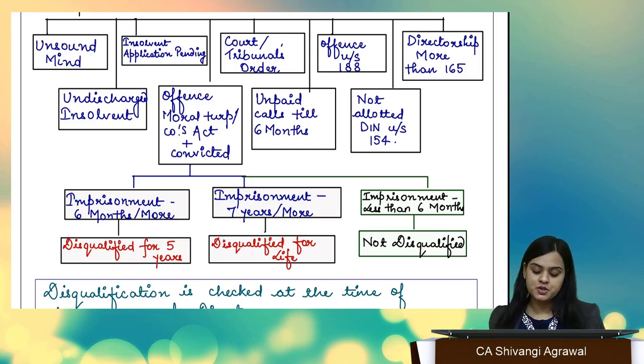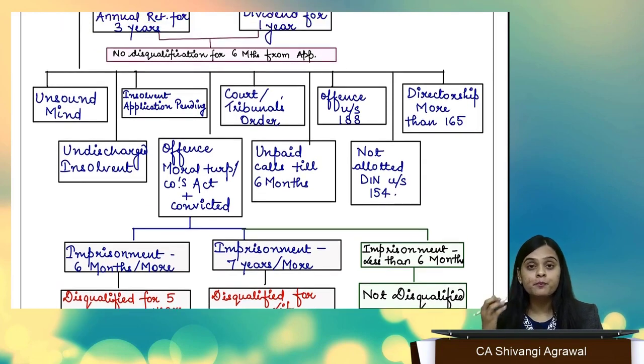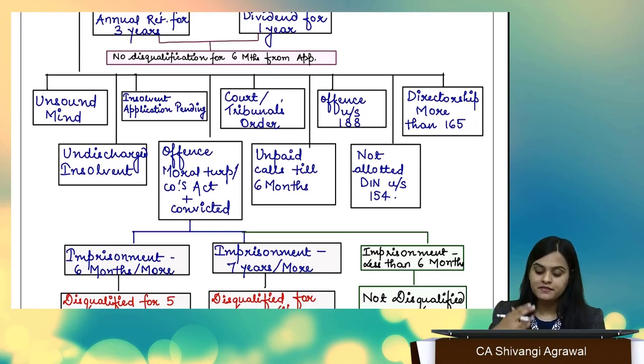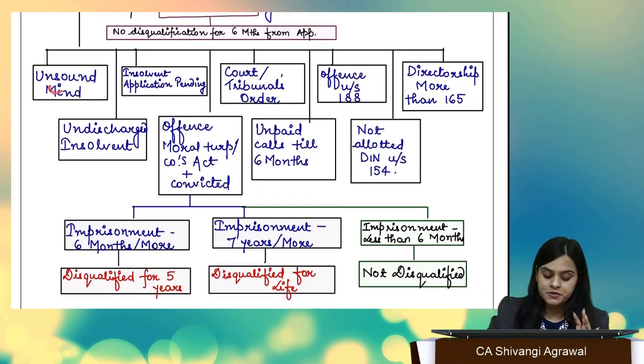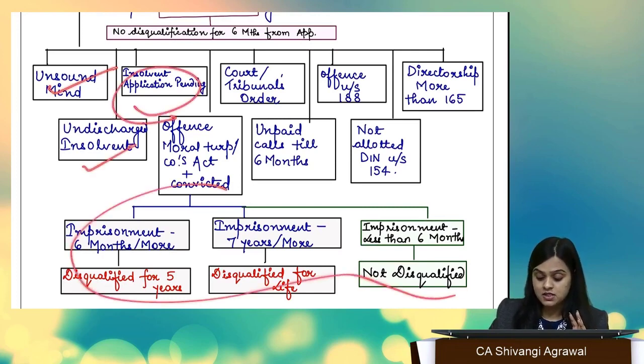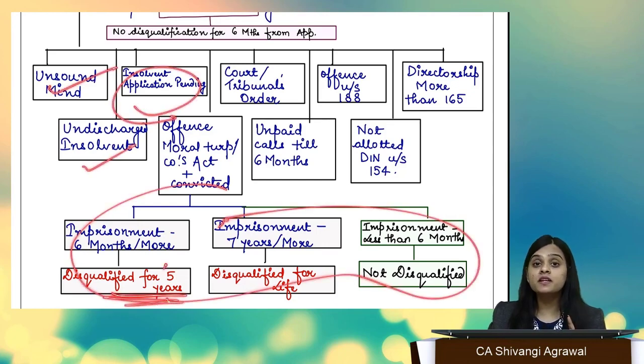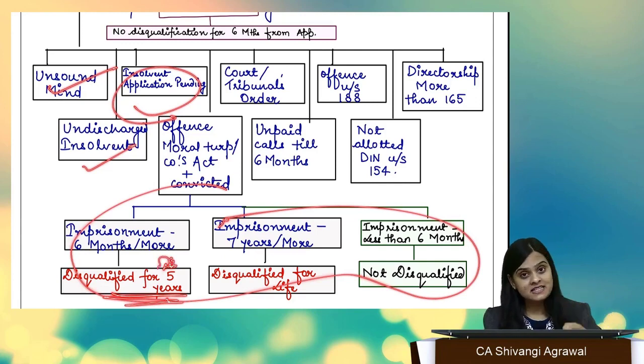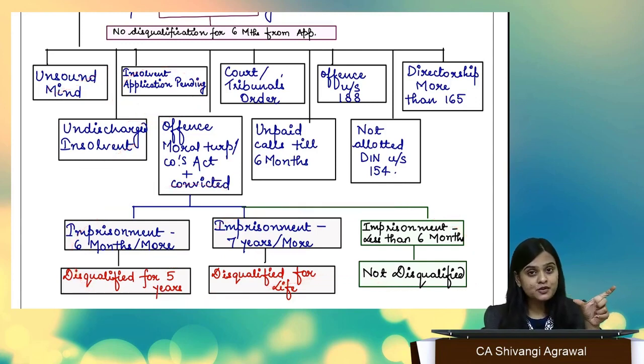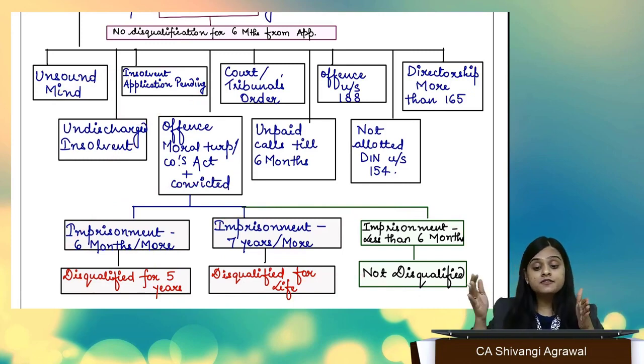Whatever disqualification we are checking is, of course, at the time of appointment of director. So whenever you want to appoint, you check whether the person is of unsound mind, an undischarged insolvent, whether his application is pending, whether this disqualification has attracted to him. For 5 years, he will be disqualified. Five years not from the date of the court's order, but from the date of expiry of his sentence. So when he has completed his imprisonment of 1 year, 6 months, 2 years, whatever it is, after that he is disqualified for 5 years.